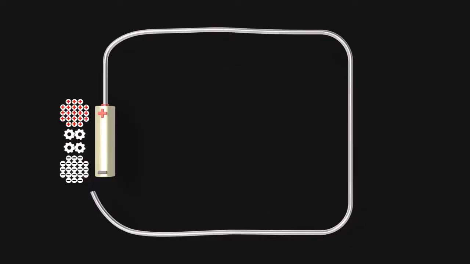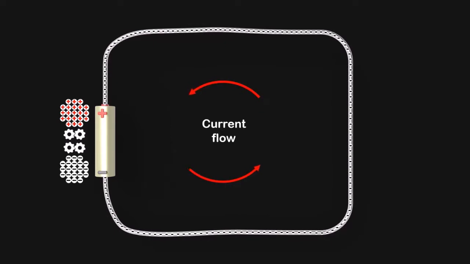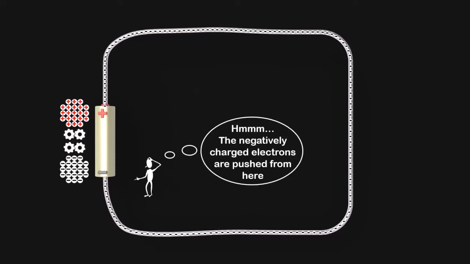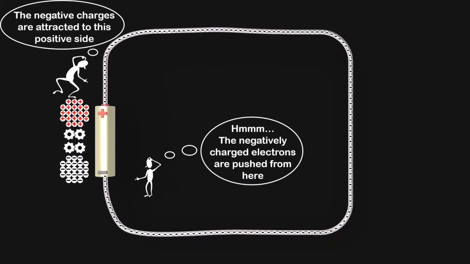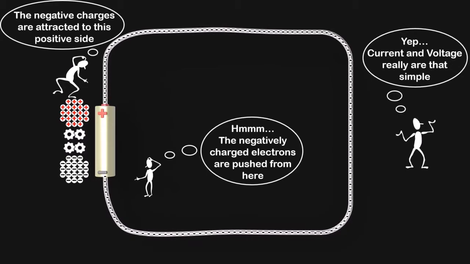But what if we introduce a silver wire between the poles? As soon as we touch both the positive and negative poles with the wire, we get a current flow of negative charges from the negative pole of the battery flowing where? Towards the positive pole. Why? The negatively charged, freely moving electrons are repelled or pushed by the negative pole of the battery, and they are attracted to the positive pole of the battery. Yep, current and voltage really are just that simple.